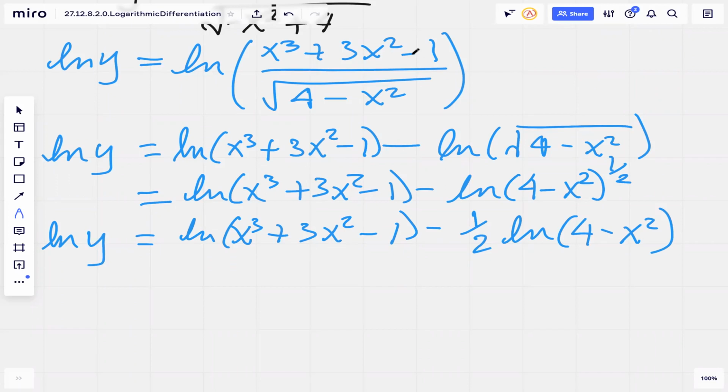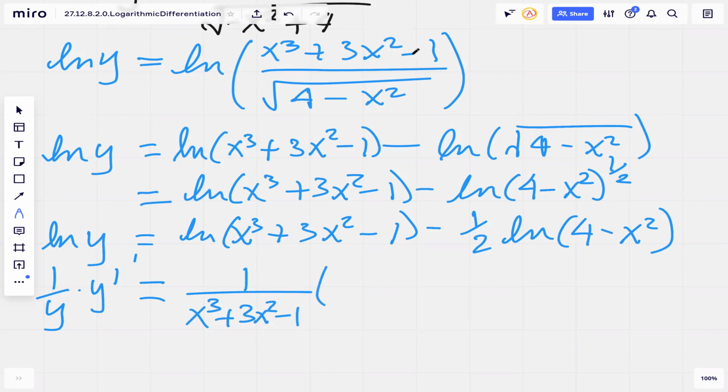So now we're going to take the derivative of both sides. What is the derivative of the ln? It's 1 over whatever the ln is being applied to times the derivative of that function that we're taking the ln of. So in this case, it's 1 over y times y prime on the left-hand side. Now we're going to do the same thing for each of the terms on the right-hand side. So 1 over x cubed plus 3x squared minus 1 times the derivative of what's in the bracket, so 3x squared plus 6x.